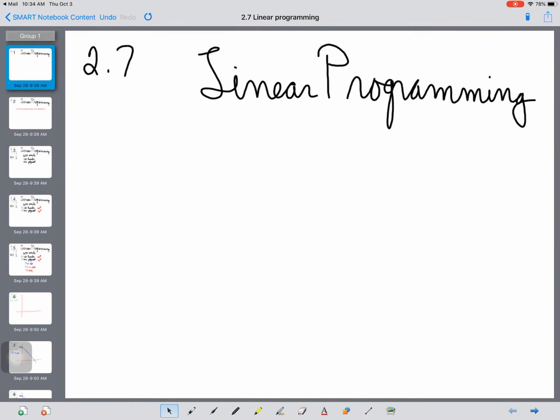2.7 is a section about what's called linear programming. And the idea of this, actually, relatively speaking, came about not all that long ago. It originated, I'm told, during World War II. The idea was to figure out how do we best organize things to be the most efficient. So think about World War II in the United States.